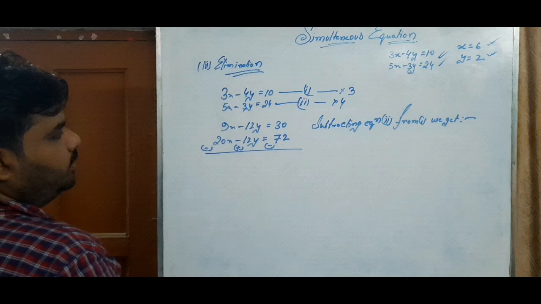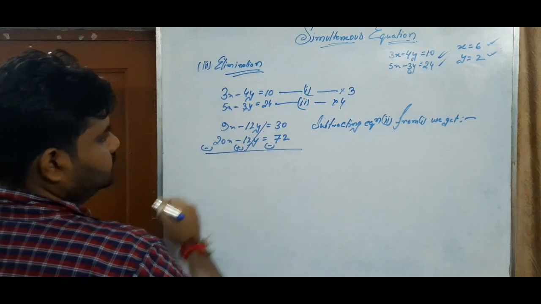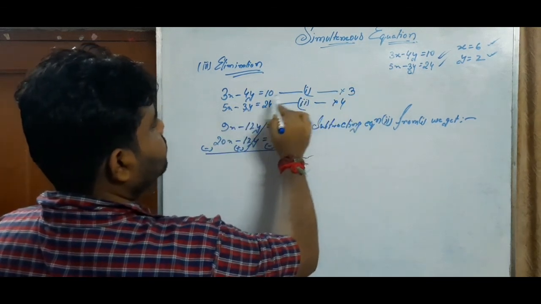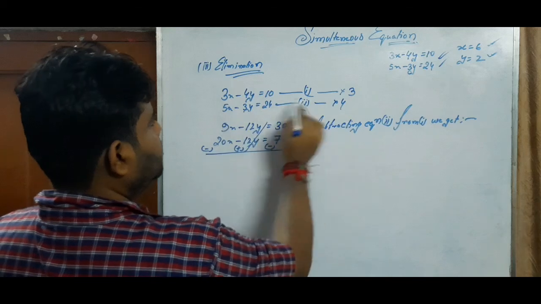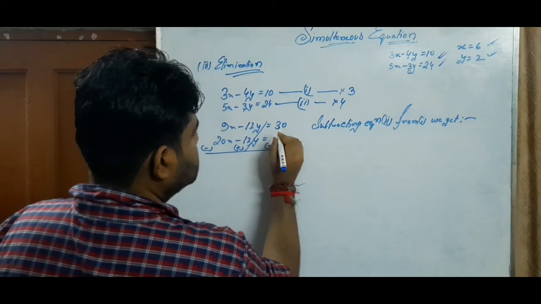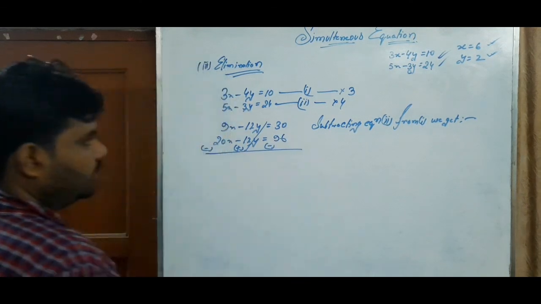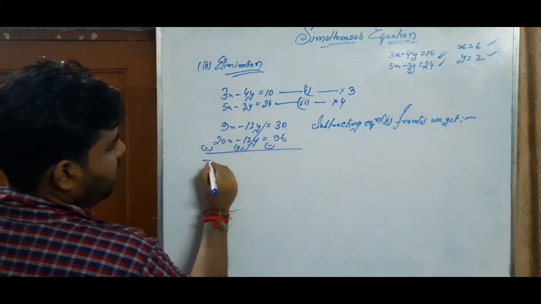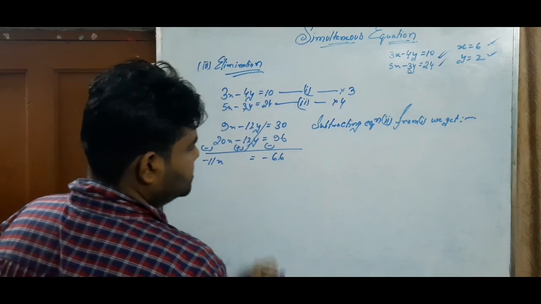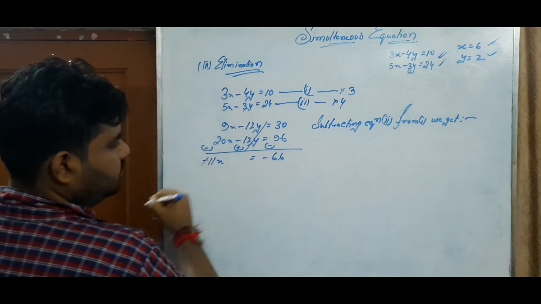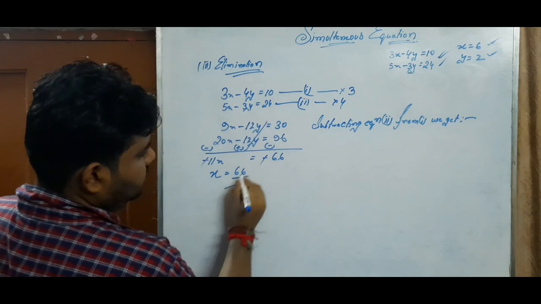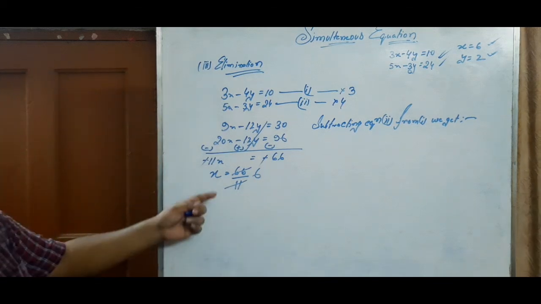Okay. Now 9x minus 12y is 30 and 20x minus 12y is, sorry, it is 96. Okay, now minus 11x equals minus 66. Now we will cancel both the minus signs. That is x equals 66 by 11, 6. We get the value of x as 6.